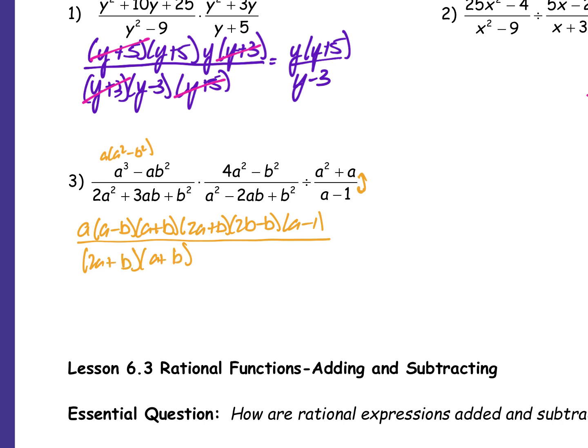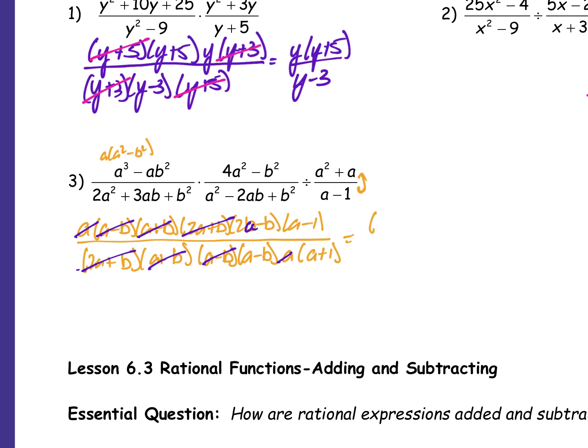Okay? And then this middle one's going to factor to a minus b and a minus b. And then I factor out an a, and I get a plus 1. Okay, so let's make some ones. So the a goes away. A minus b, a plus b, 2a plus b, that should be a 2a minus b, a plus 1. Okay, I think that's it.